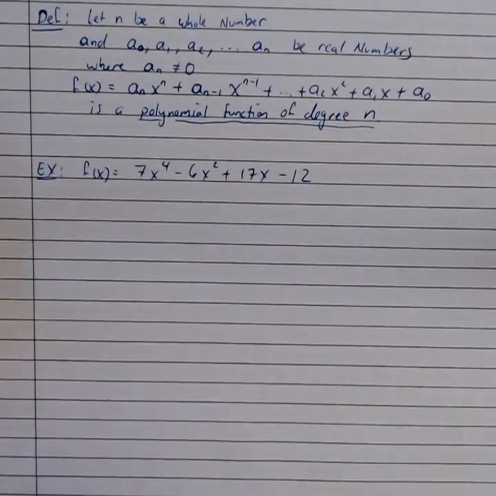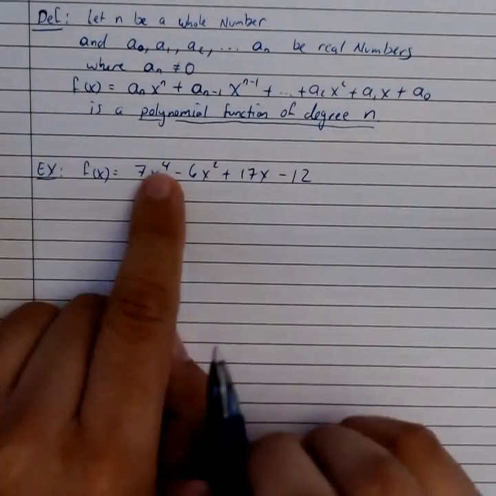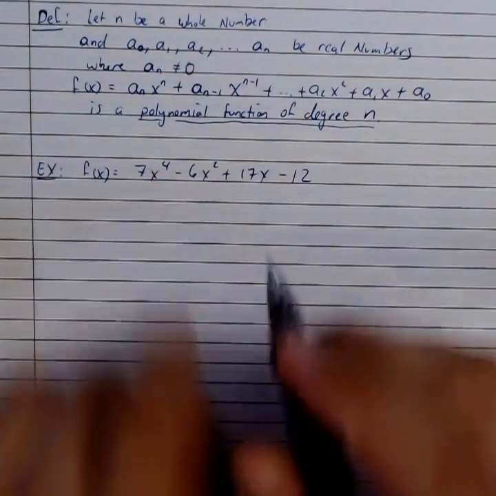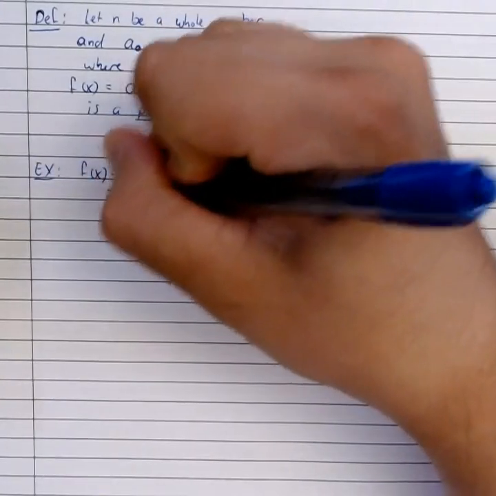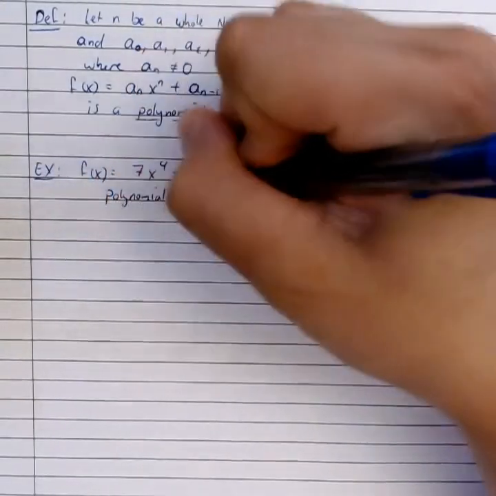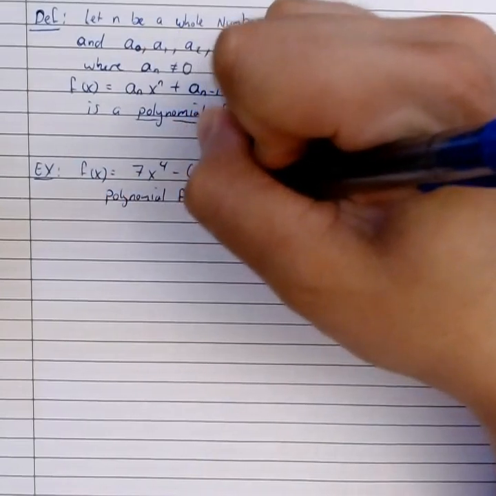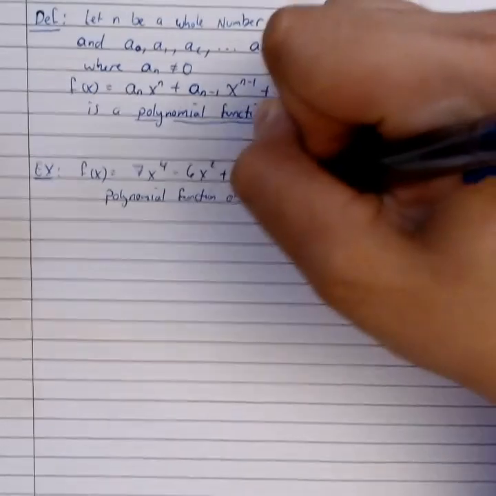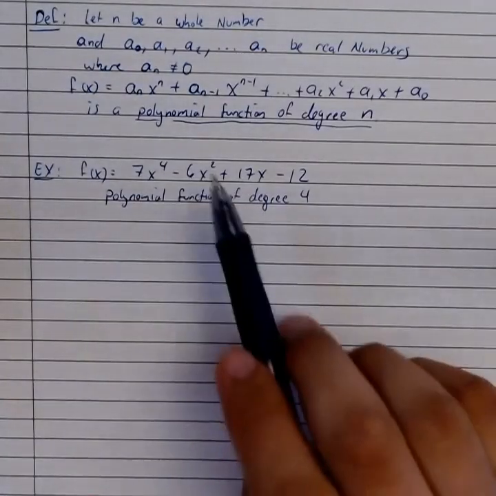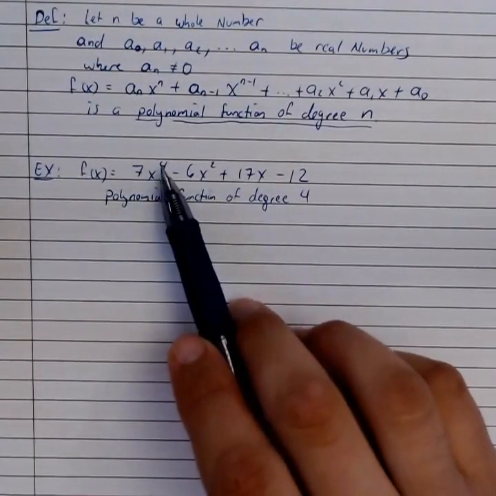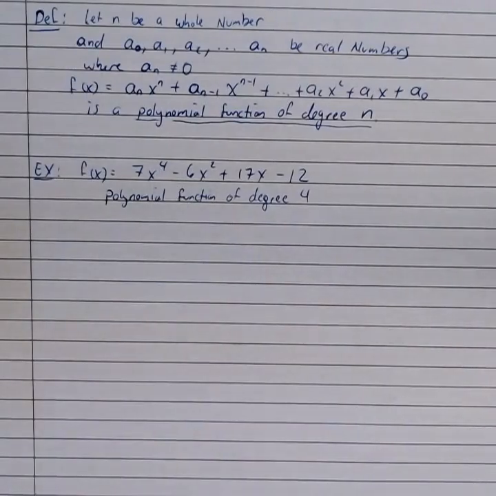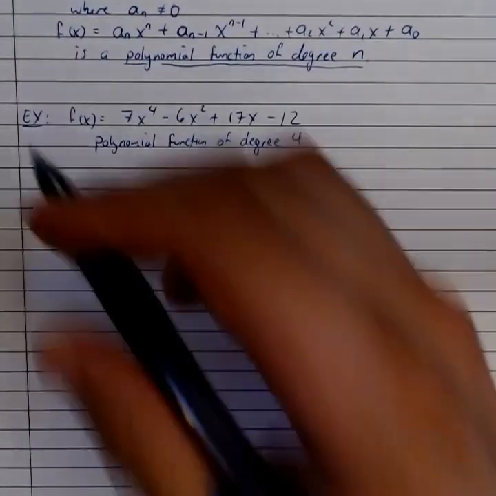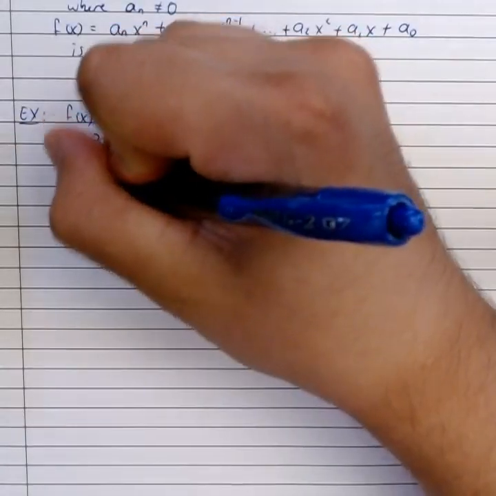Here, this is a polynomial function of degree 4, because your greatest power on any of these terms is power 4. So this is a polynomial function of degree 4. The degree of a polynomial is actually a very important piece of information. By itself, it'll tell you a good amount about our functions and its graphs. Okay? Let's look at one more.